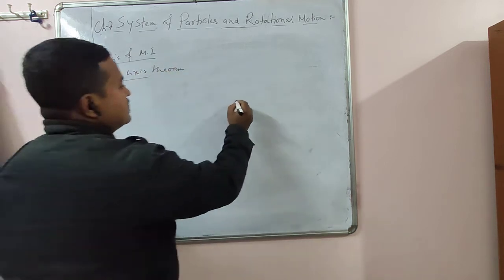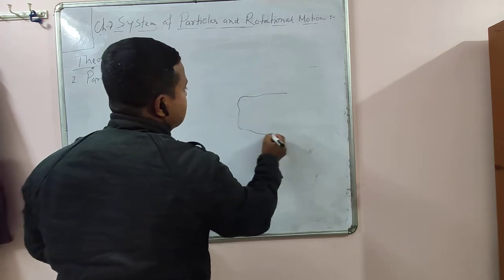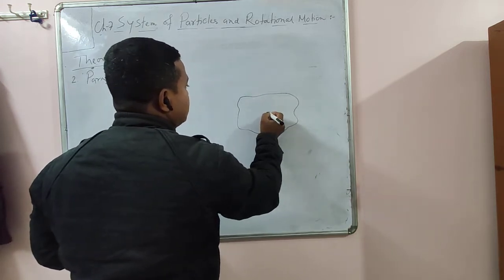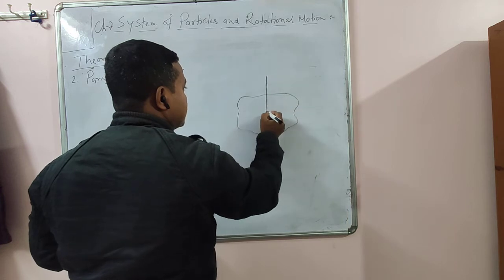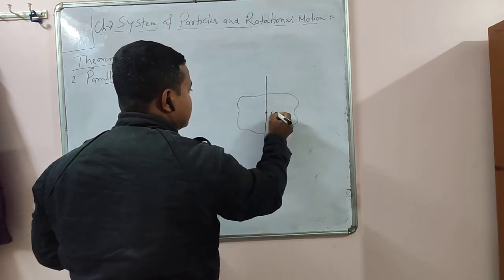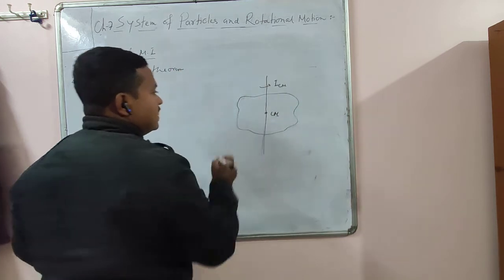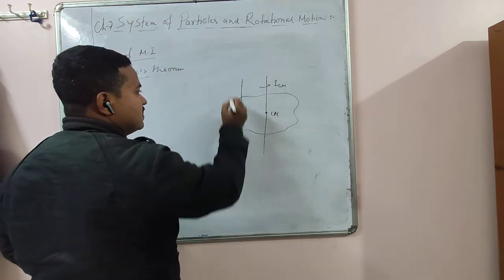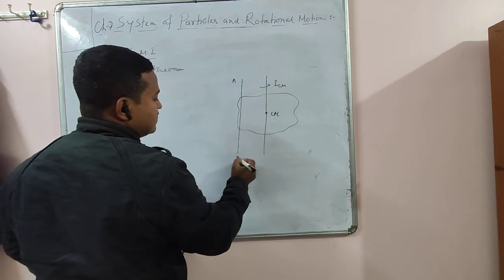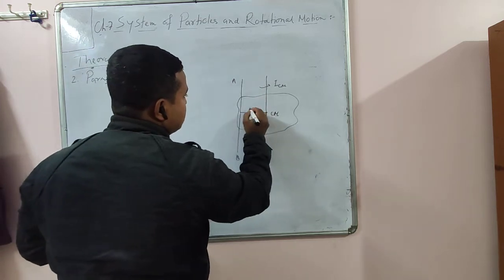So here you see, this is, suppose, a rigid body. This is suppose the center of mass, and this axis is passing through the center of mass. So this is I_CM, meaning moment of inertia about the center of mass. This is any other axis which is parallel to this axis, and this is the perpendicular distance between the two axes.